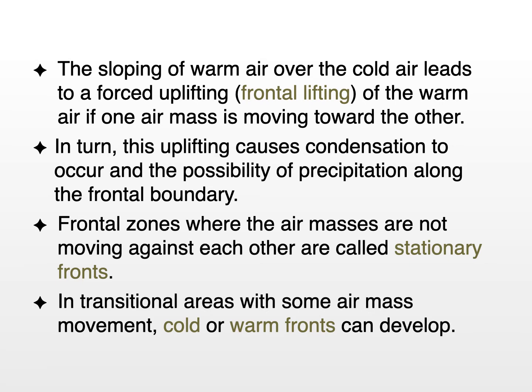The slope of warm air over cold air leads to forced uplifting, and this is known as frontal lifting. This produces clouds and precipitation, and these clouds and precipitation are located near or at this frontal boundary zone. If the air masses are not moving relative to each other, we get a front called a stationary front. Where air masses are moving, you can get cold or warm fronts developing.